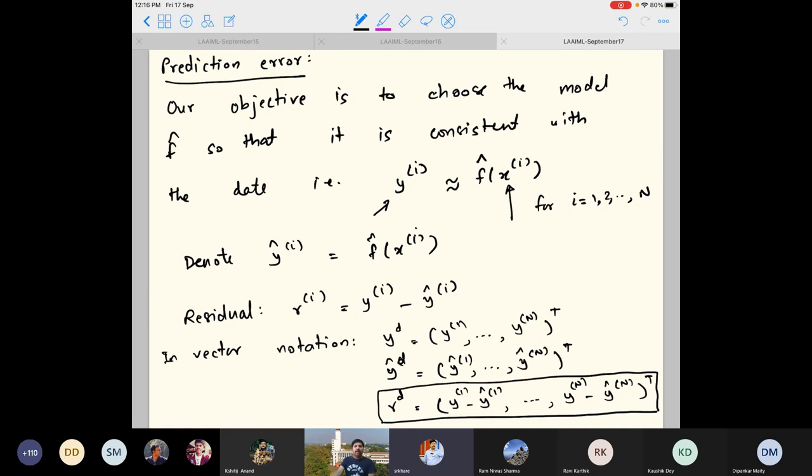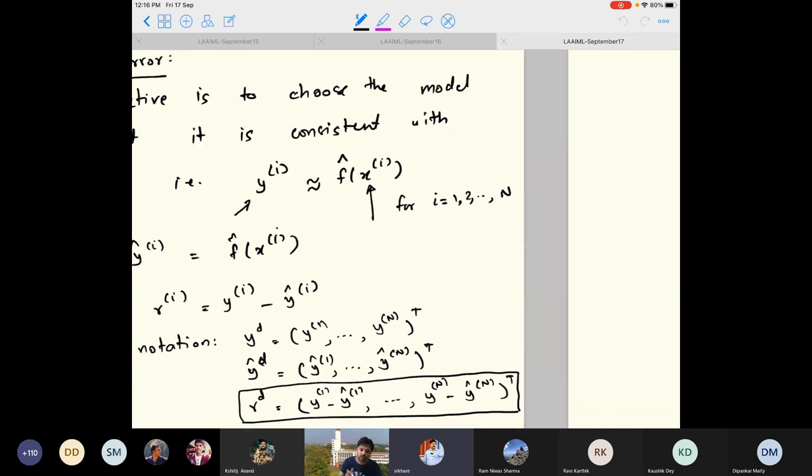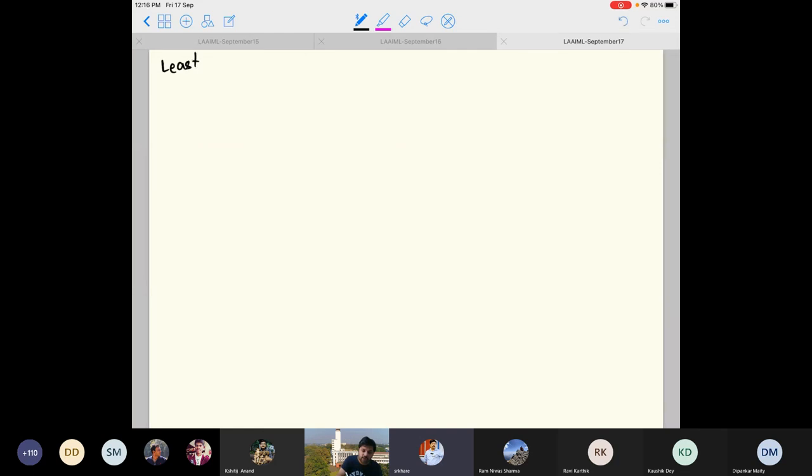So in general, what will I have? I will try to minimize some norm of this vector rd, and based on the discussion that we have had so far, the obvious choice for us at this point of time to minimize is the 2 norm, right? So I will do least squares model fitting. In that least squares model fitting, I will try to find this alpha 1, alpha 2, alpha p in such a way that this 2 norm of the residual vector is as small as possible.